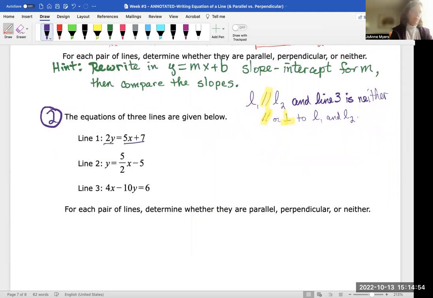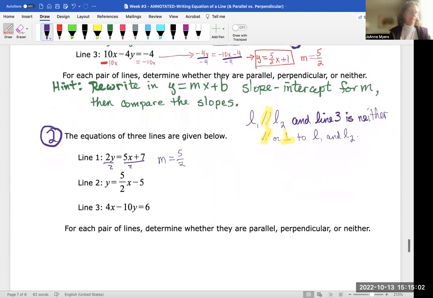All right, for number 2, same thing. Solve each equation, put it in slope-intercept form. The slope for this one is 5/2. It's the same problem, not quite. The slope for this one is 5/2.